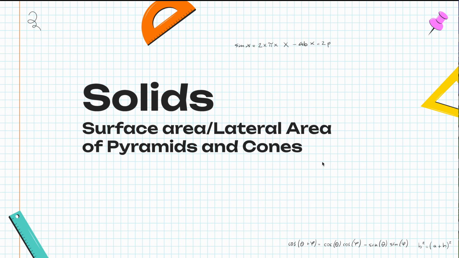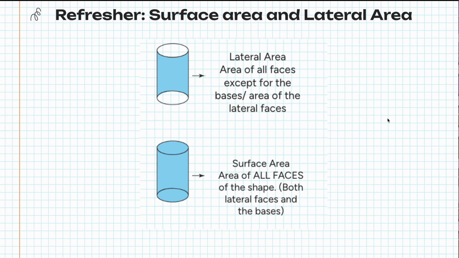In this video, we're going to be going over surface area and lateral area again, but we're going to be talking about pyramids and cones now. So remember that surface area is the area of every single face of the object, whereas lateral area is we're still taking the area of faces, but we are not including the bases in this calculation.